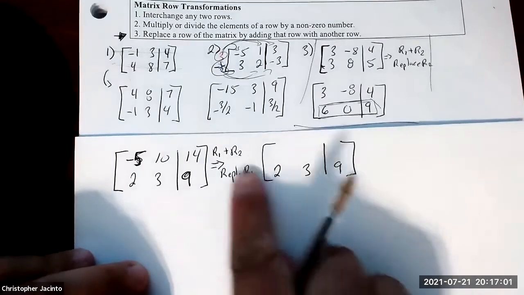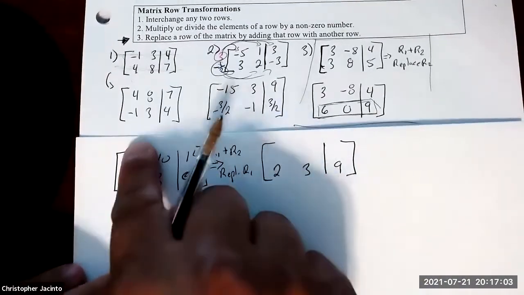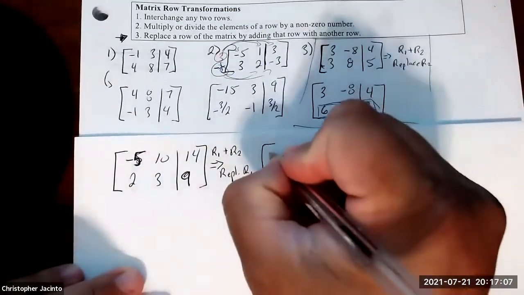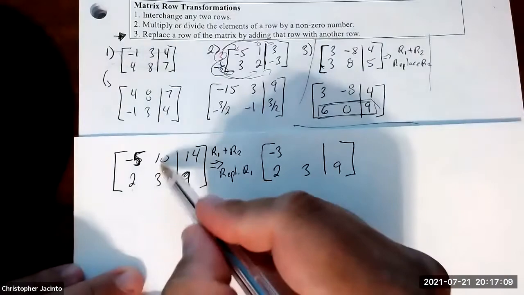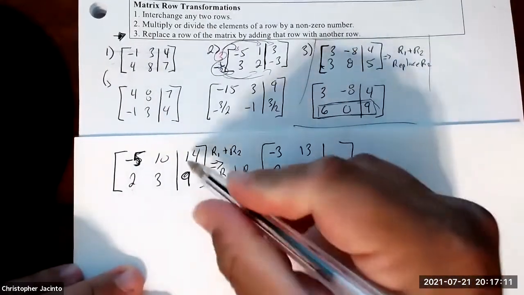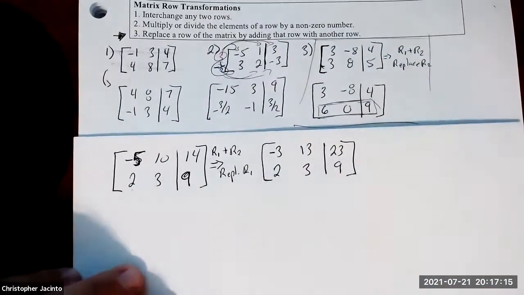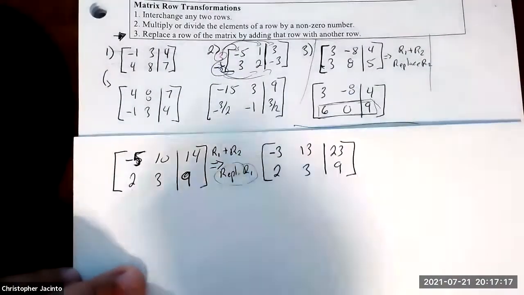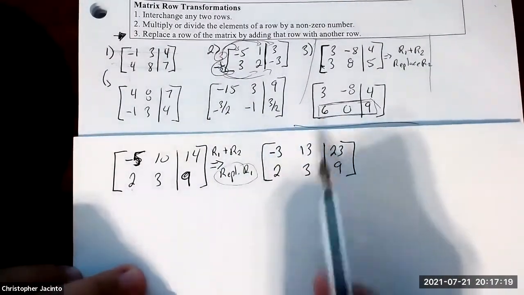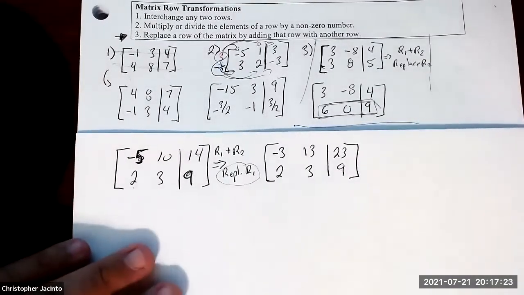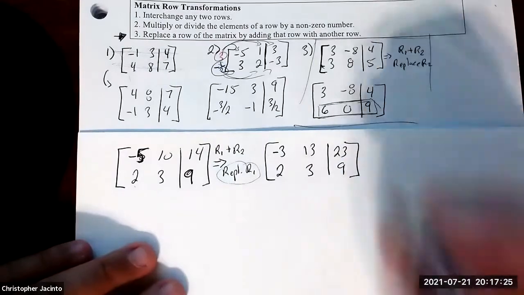Okay, so now I do the results, and you always go straight down, right? So -5 plus 2 is -3. 10 plus 3 is 13. 14 plus 9 is 23. So notice, I replaced row 1. That's the result. I plug it in. Okay. And I can do this over and over and over again.